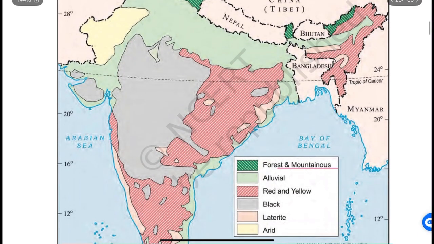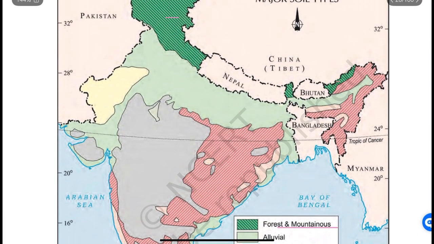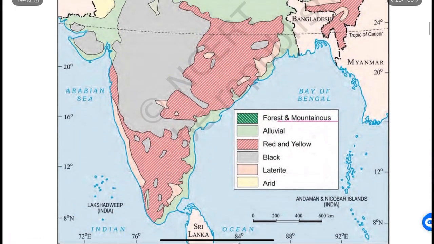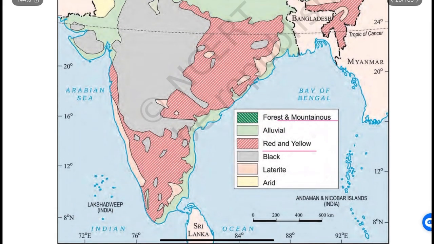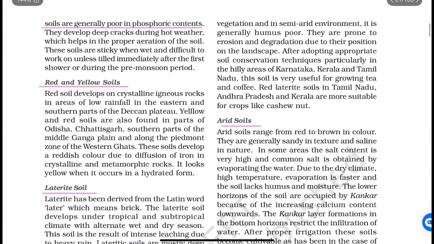showing where the forests and mountains are, where the alluvial soil is, where the red and yellow soil is, where the black soil, laterite soil, and arid soil are. Okay, they develop deep cracks during hot weather, which helps in the proper aeration of soil. These soils are sticky when wet and difficult to work unless tilled immediately after the first shower or during the pre-monsoon period. Next is red and yellow soils.